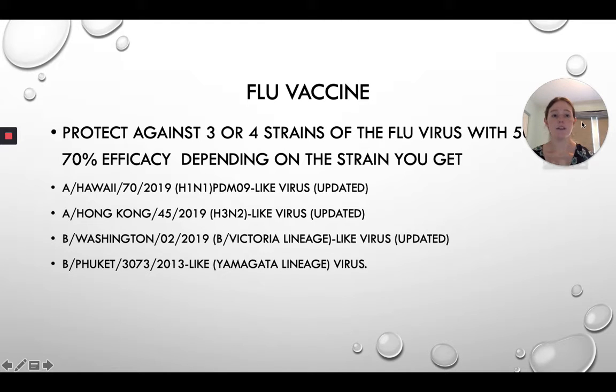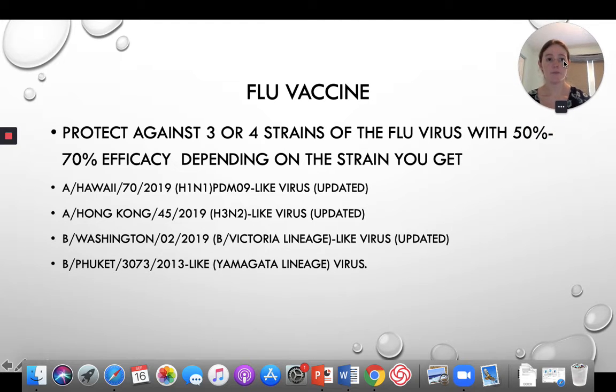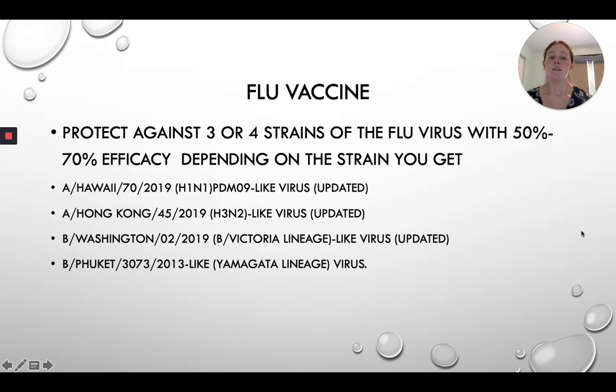Now, the flu vaccine. Let me back up there. Every year, if you get a flu vaccine, it's going to protect against 3 or 4 strains of the flu, and they say it has between a 50% and a 70% success rate, and this depends, of course, on which strain you get. If you get a strain of the flu that's not in the vaccine, well, the vaccine is not going to help you, but they try to pick the most common ones.